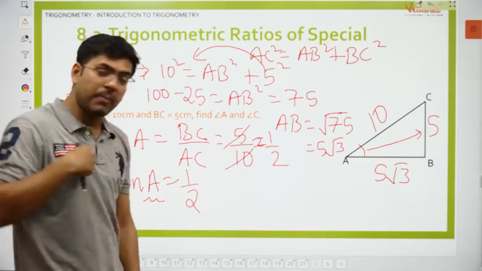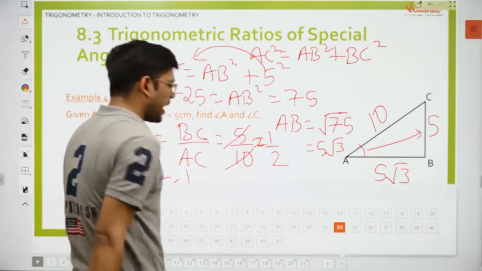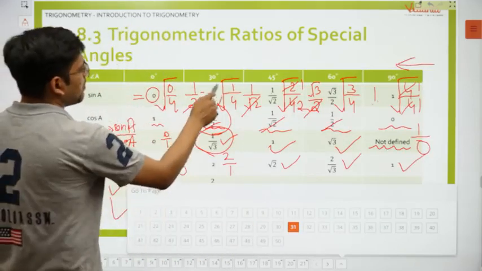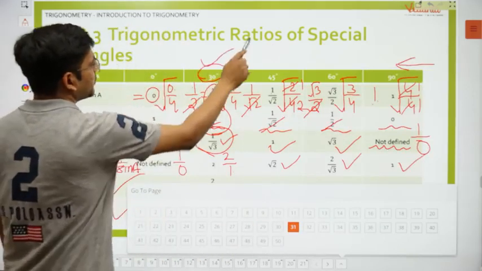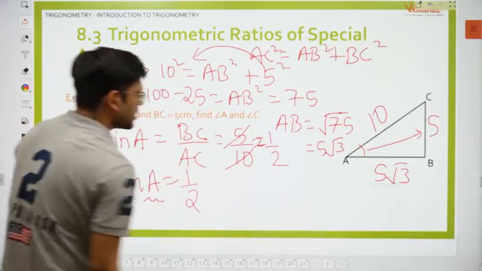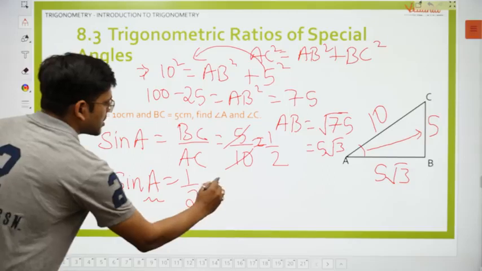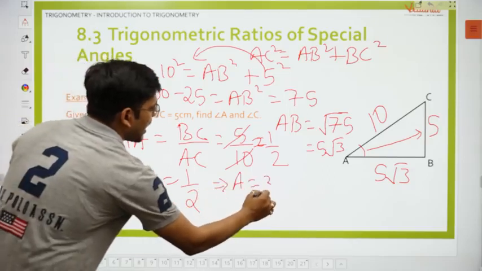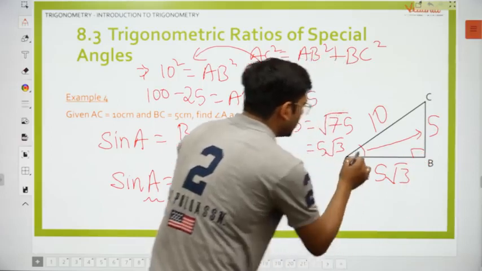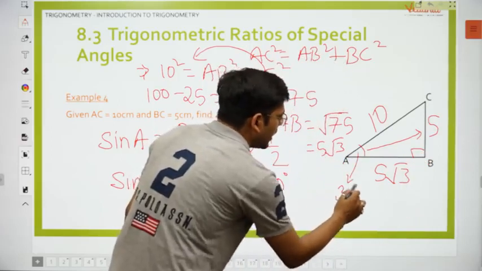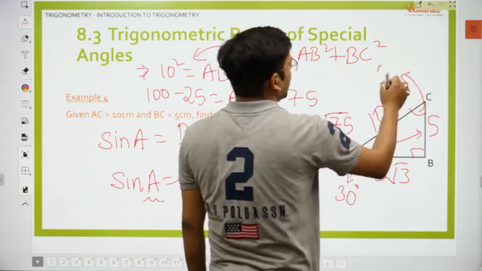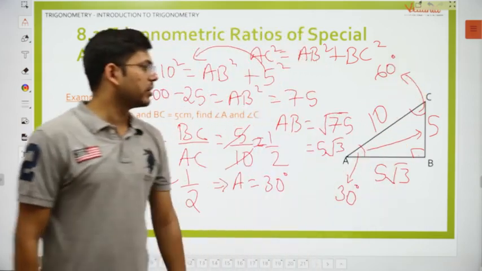You might not be remembering, but I do remember. But for you only, I will show you the slide. See, sine was 1 by 2 at 30 degree. So this implies angle A becomes 30 degree. So easy, na? This is 90 degree. This is 30 degree. Use the angle sum property. This is 60 degree. You got it.